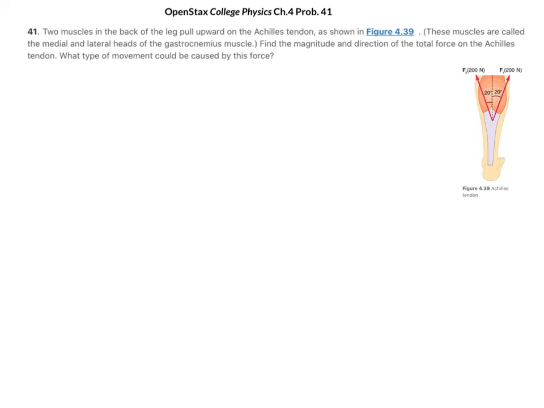Let's look at OpenStax College Physics Chapter 4, Problem 41. Two muscles in the back of the leg pull upward on the Achilles tendon as shown in the figure. These muscles are called something or other. Find the magnitude and direction of the total force on the Achilles tendon. What type of movement could be caused by this force?